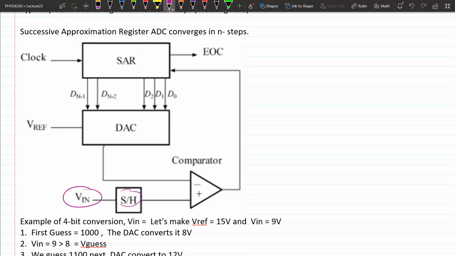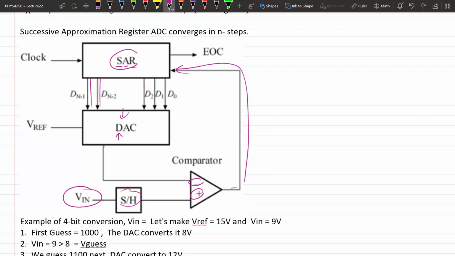Remember, when we're doing the approximation, we're always comparing our guess to the input. If it's bigger, then we increase the value. If the input is smaller, then we shift. That determines what we do. So this comparator actually determines what the successive approximation register does. Depending on what the comparator tells us, it either shifts the bit or increases the bits, and it gives the next answer.